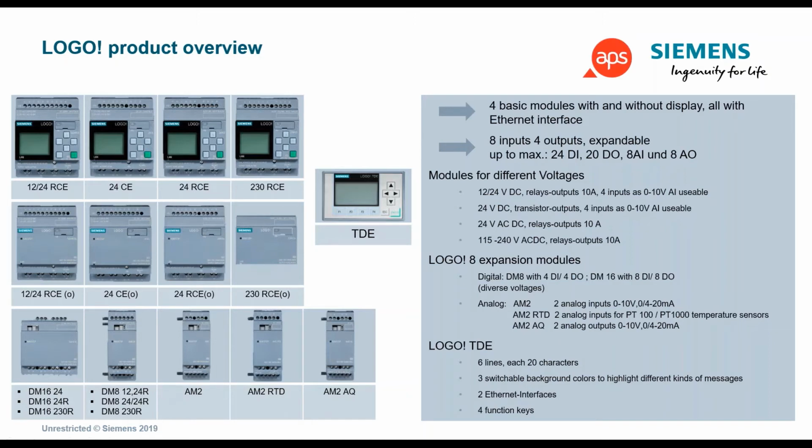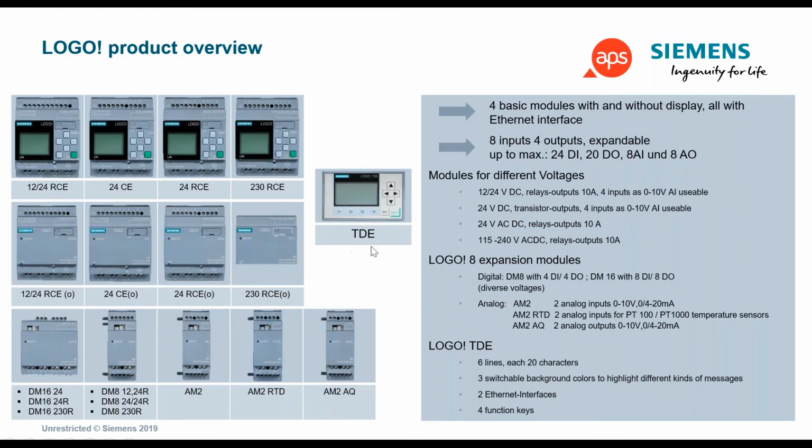Where we've got an R, that refers to a relay, otherwise it refers to a transistor. The AM2 is an analog input which can be set up as 0 to 10 volts or 4 to 20 milliamp. And then on the RTD side, we can do either PT100 or PT1000. On the analog output side, if we were controlling a variable speed drive, we would have the ability to send it out as an analog output either at 0 to 10 volts or alternatively 4 to 20 milliamp.